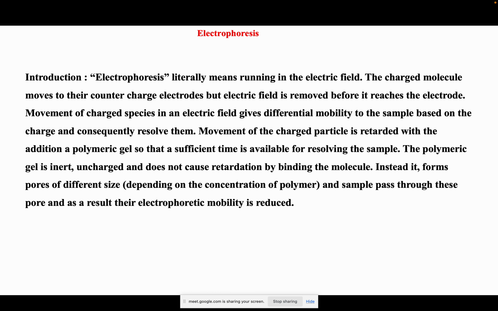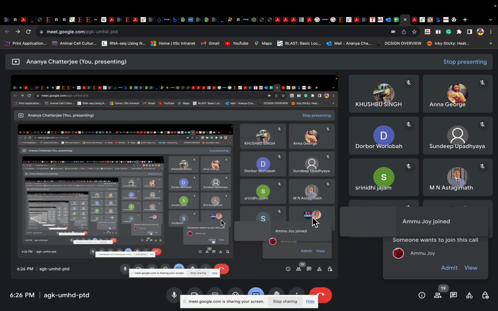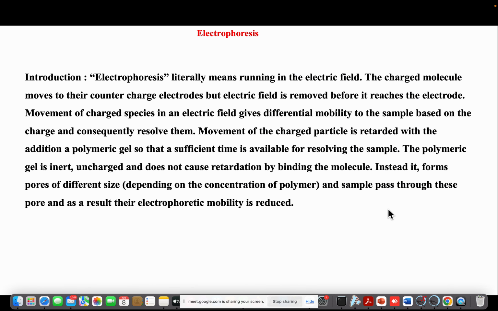Now, what is electrophoresis? Here you can see that electrophoresis literally means running in the electric field. So you will be applying some electric field, and some molecules will be running or moving under the effect of electrophoresis. Please let me know if my voice is clear. Just comment down if it's not okay, and then I'll understand.